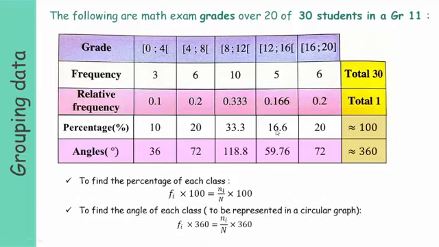In addition, we can find the measure of angles related to each class by multiplying the relative frequency by 360. So 0.1 times 360 is 36, 0.2 times 360 is 72, and so on. And we need this to represent the data in a circular graph.